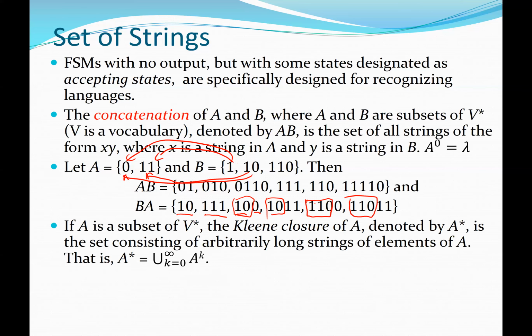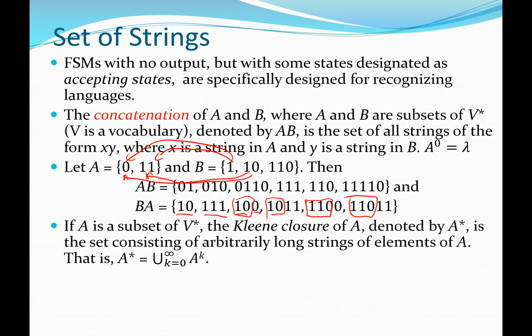Another one that we have is the Kleene closure. If A is a subset of V star, the Kleene closure of A, denoted by A star, is the set consisting of arbitrarily long strings of elements of A. So technically, A star will contain the union of all powers of A, from 0 to infinity, so A to the k.